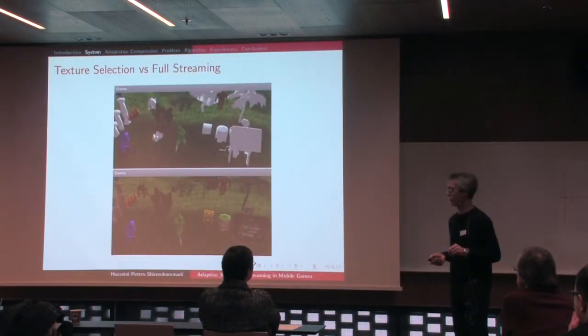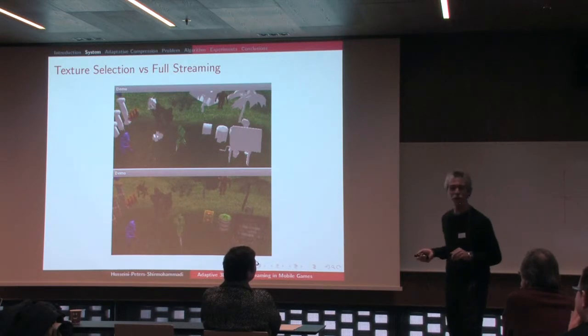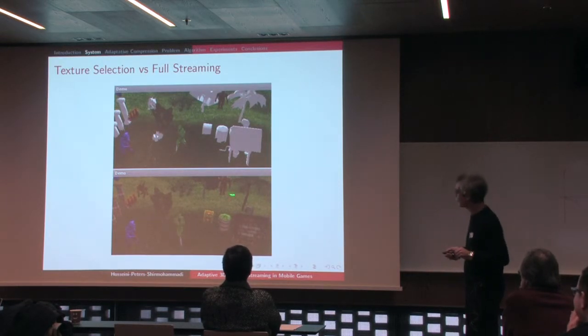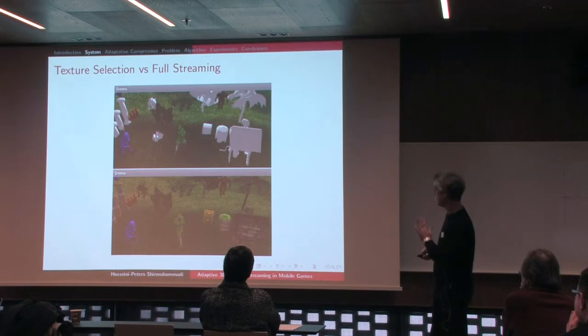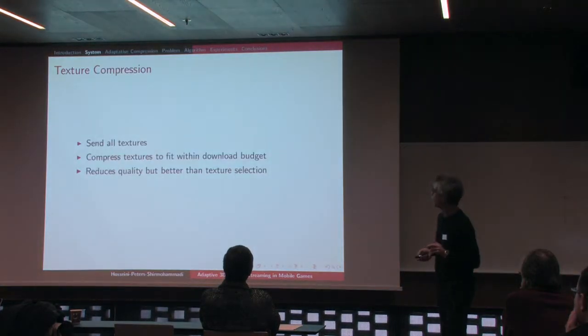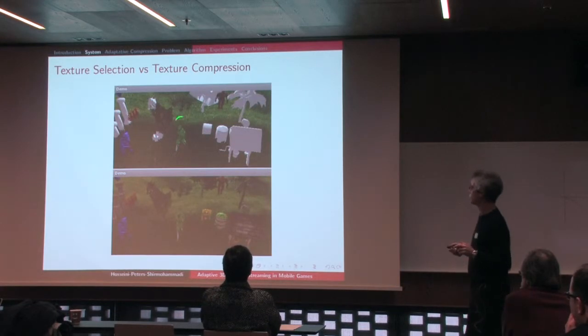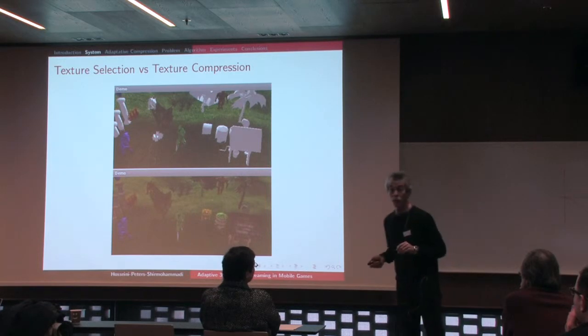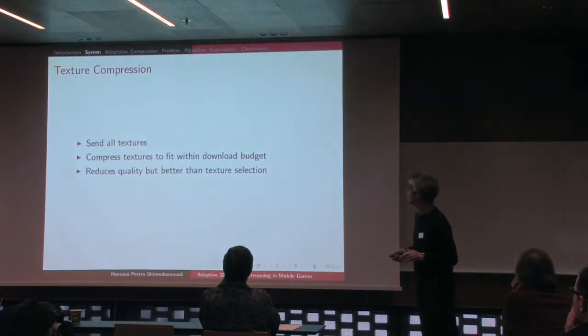but it results in a not very good gaming experience. So this is what happens when you do texture selection within a budget. This, by comparison, is the full streaming with no budget restrictions. Okay, so that's not a fair comparison, but this is. This is the texture selection. This is our technique where we compress them. This does fit within the budget. Okay, and I'll come back to this.